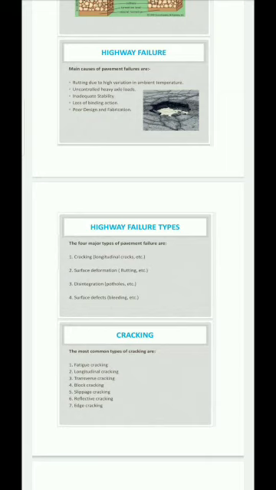Next is highway failure types. There are 4 types of failure that involve the pavements. The first is cracking, or longitudinal cracks. Mostly cracking is the most visible failure that we see on roads. Then next is surface deformation, or rutting. Surface deformation happens when the design of the road is not capable of the load that passes, meaning the load the road can bear is smaller than the load passing over it.